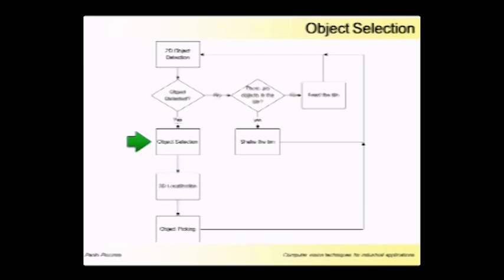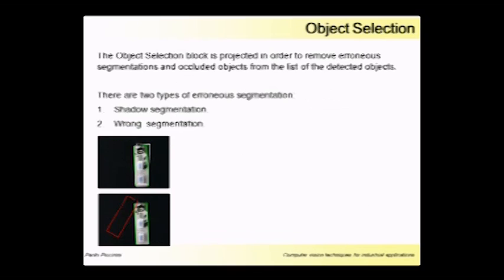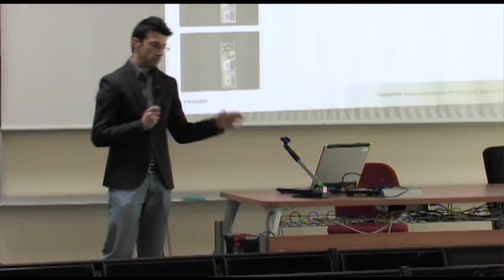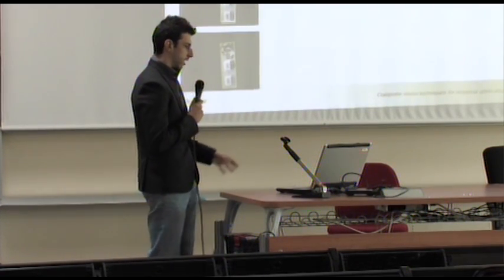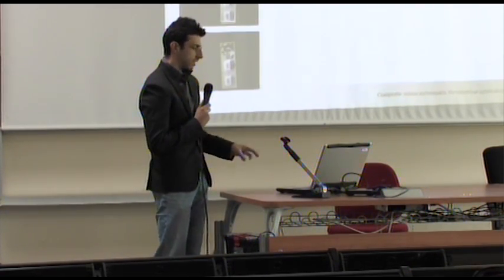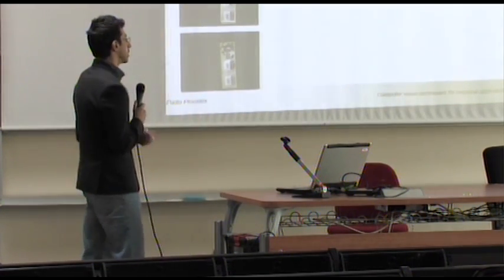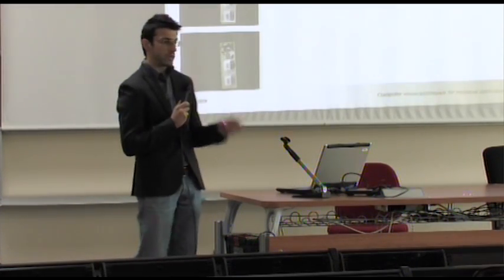Now, let me move to talk about the object selection block. With the method just described, I'm able to detect several objects in the current image without taking into account potential erroneous segmentation. The goal of the object selection block is to remove from the list of the selected objects potentially erroneous segmentation and the occluded objects.